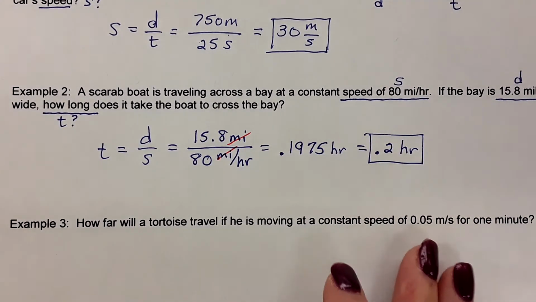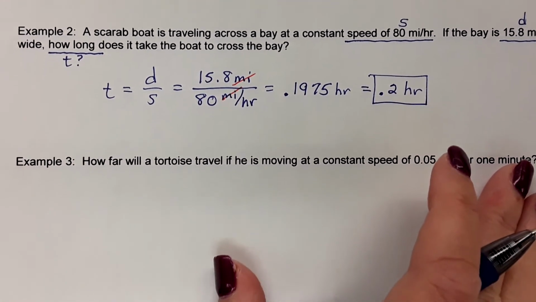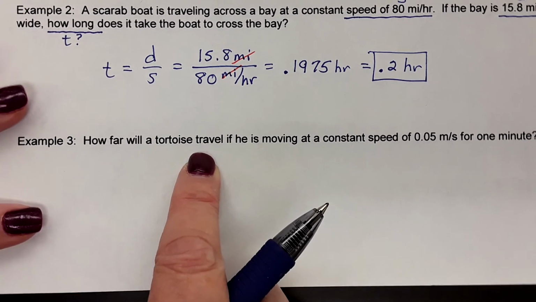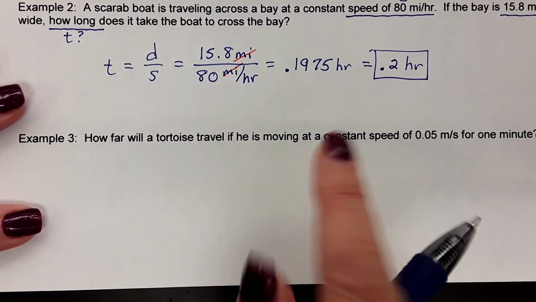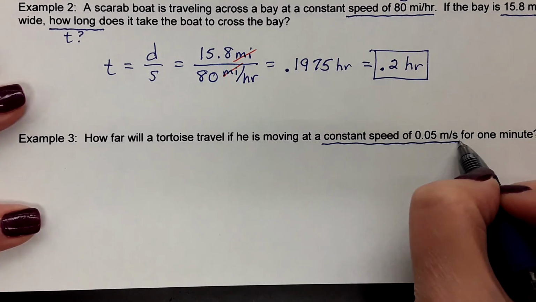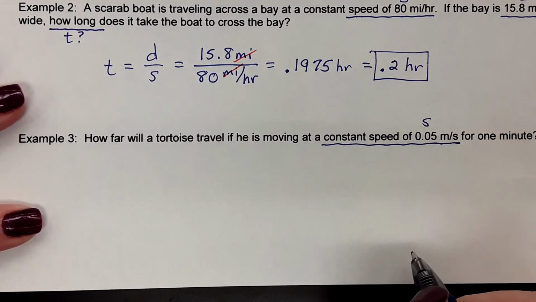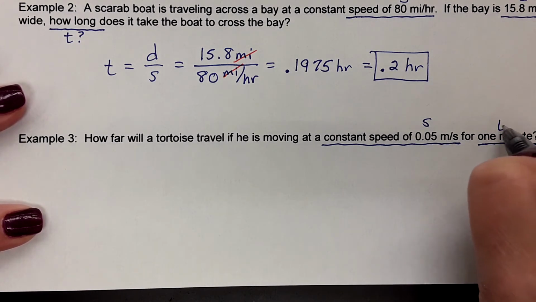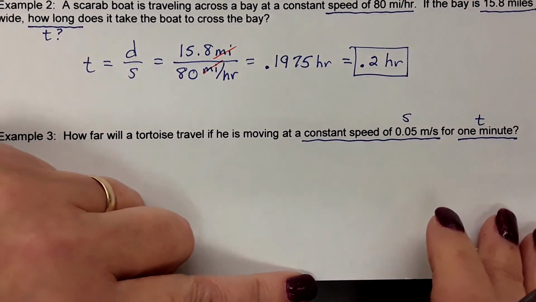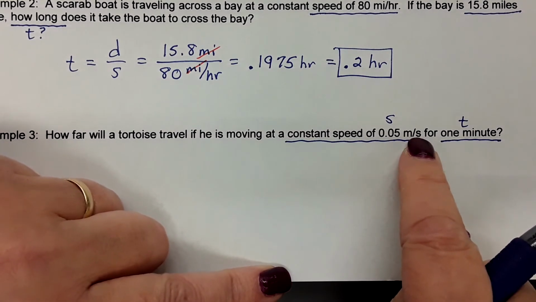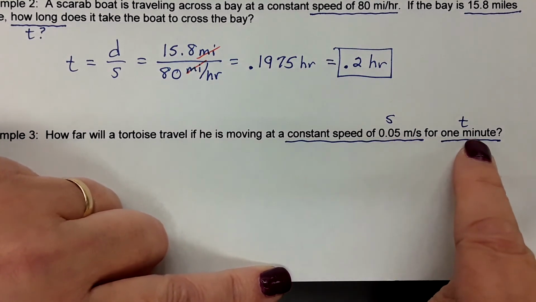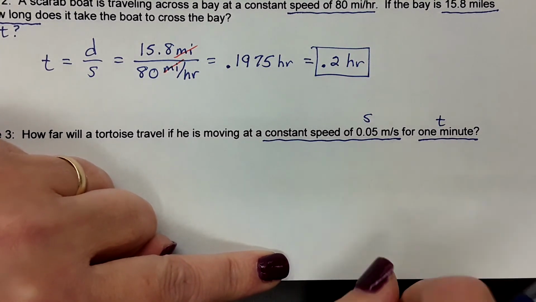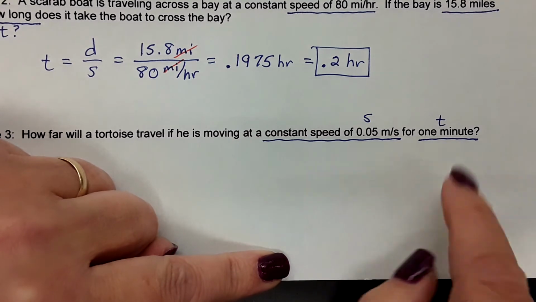Last one now. Real quickly. How far will a tortoise travel, big tortoise, if he's moving at a constant speed of 0.5 meters per second? So there's our speed, S. For 1 minute, that's a time, T. Uh-oh, now we do have a problem, don't we? We have seconds here for the speed, but we've got our time in minutes. Now, is that going to help us? No, of course not. So what we need to do is convert 1 minute to seconds.